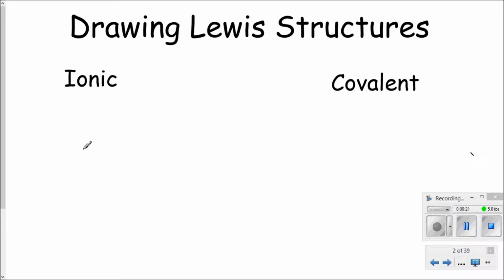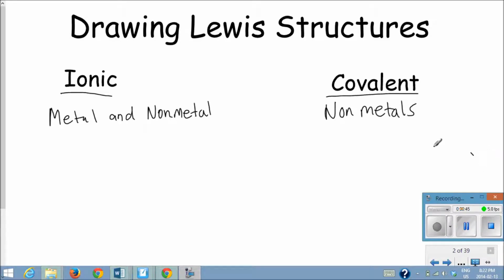Okay, Lewis structures represent chemical compounds. There's two types of chemical compounds that we've learned about, ionic and covalent. We're going to learn how to draw Lewis structures for both those compounds. Ionic compounds, if you recall, contain a metal and a non-metal, okay? Whereas covalent compounds just consist of non-metals. So remember, it's going to represent bonding.